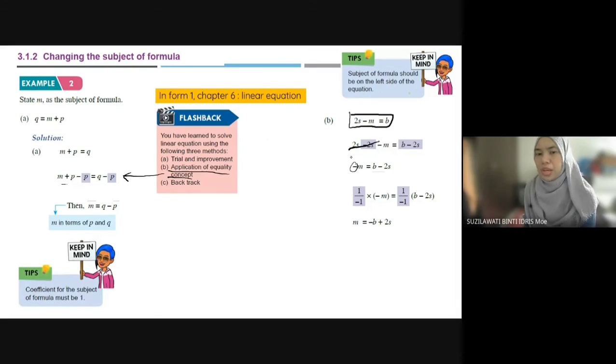Remember, this one, negative m here, negative m is actually ada 1 kan, negative 1. That's why, negative 1m, right? That's why the equality concept applied there is to divide by negative 1. To remove the negative symbol here. So it just left m. Since we need to state m as the subject of formula. Okay, do you understand?